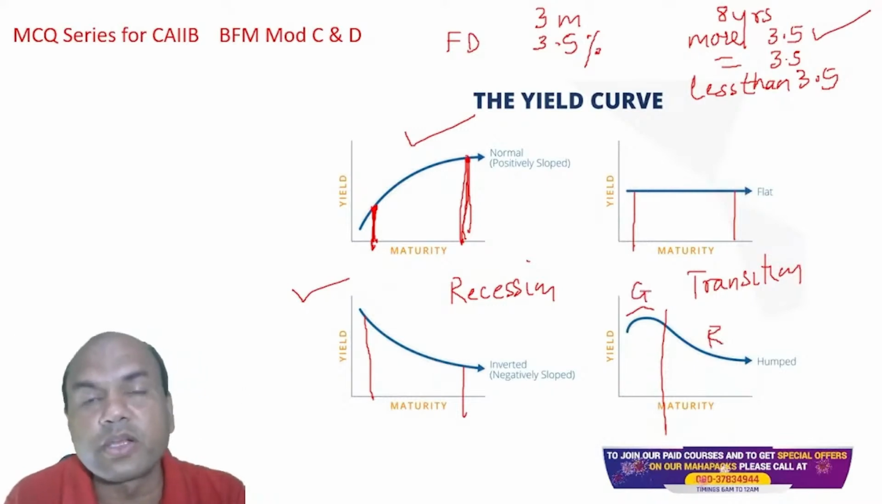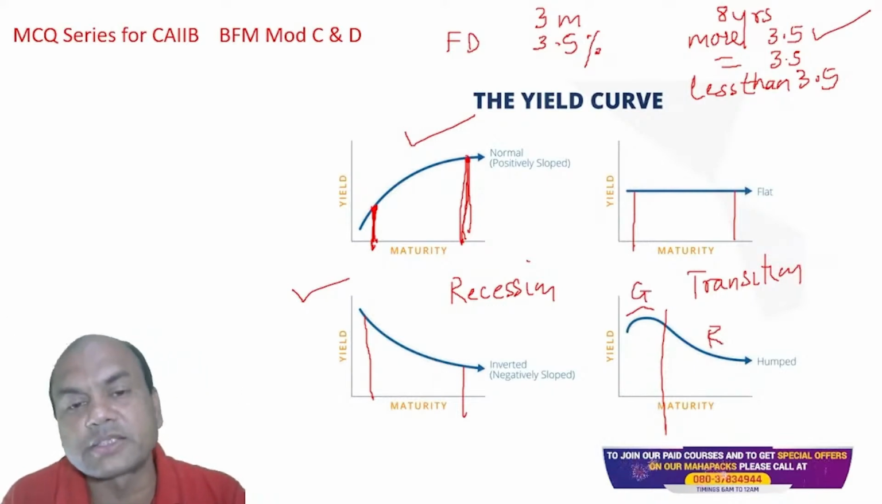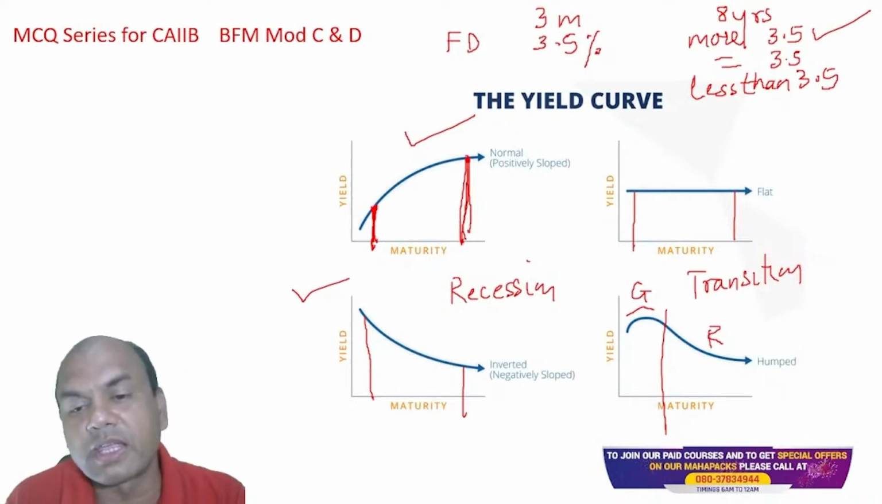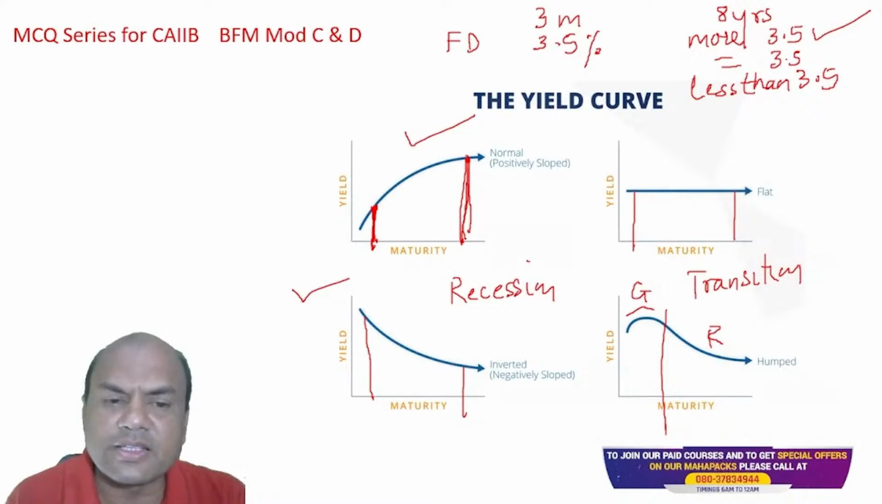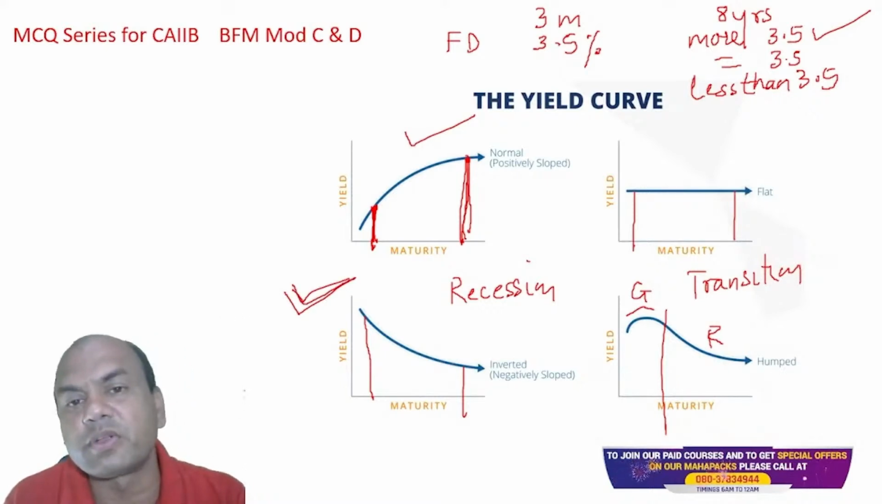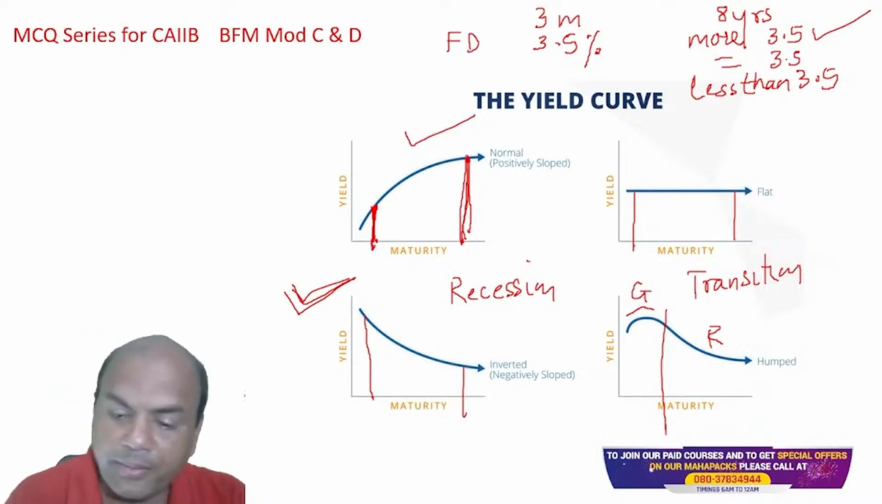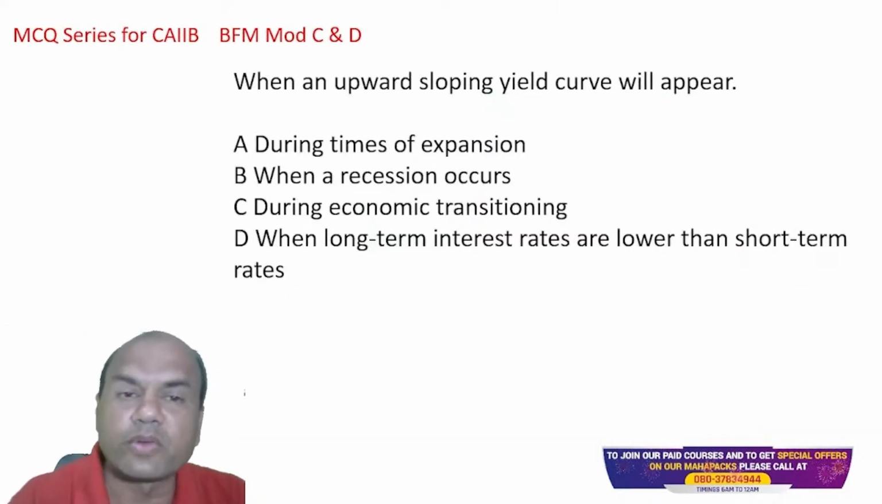So these are the 4 yield curves. In the exam, mostly they will be asking you 1, 2, 3. Because this is transition, recession. Generally, recession is asked more. Because why? This is the typical one which is followed throughout the world. Now let's move on to the questions.